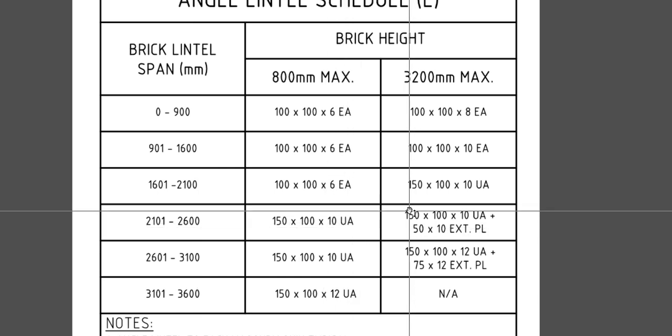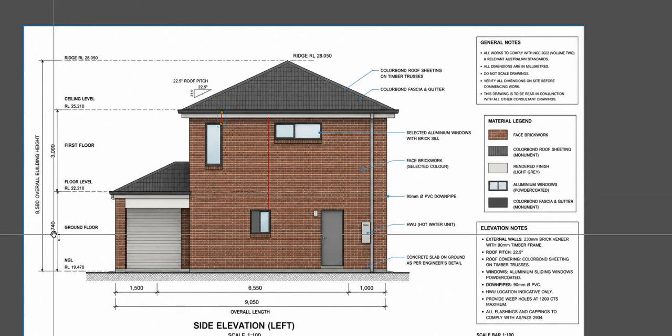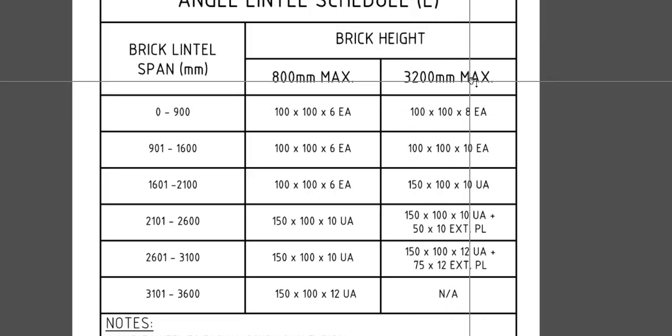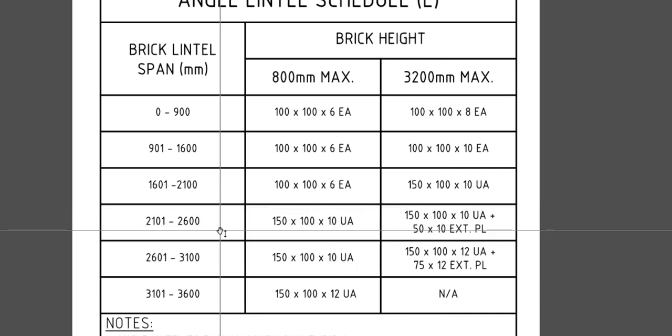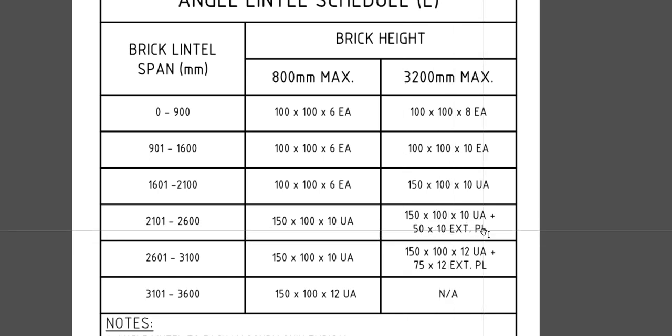But if you have a building like this, and suppose this is your 1810 window and this is the height, and if you check, this is a 3 meter building and this is 2.7, so this must be above a maximum of 3200. At that point, this window should be a 150 by 100 by 10 UA plus a 50 by 10 extension plate added for the brick lintel.